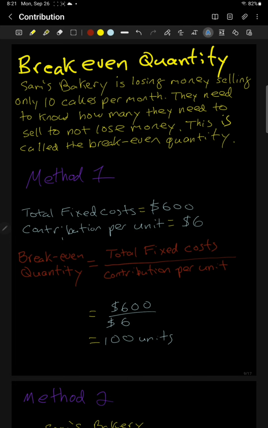And we can figure this out. Two methods. Method 1. Total fixed costs equals $600. Contribution per unit is $6. And we need these two pieces of data to fill in this equation here. Break-even quantity equals total fixed cost divided by contribution per unit. So $600 divided by 6, 100 units. So that means they have to sell 100 cakes in order not to lose money and not to make money. Break even.